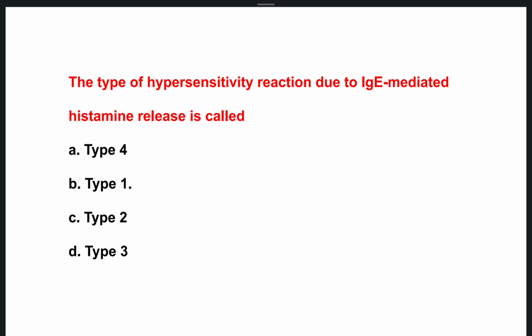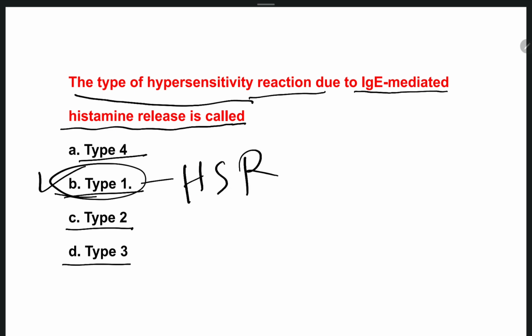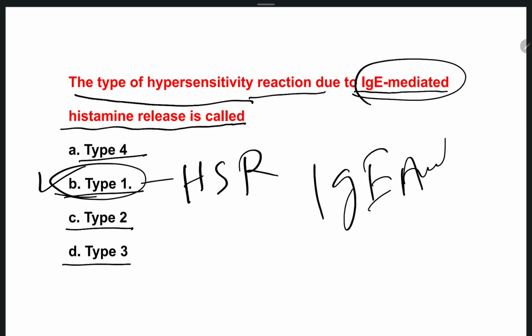So the first question is: the type of hypersensitivity reaction due to IgE mediated histamine release is called? The options are type 4, type 1, type 2, type 3. So the right option is option B, type 1 hypersensitivity reaction. It is mediated by the IgE antibodies. So type 1 is the IgE antibodies.